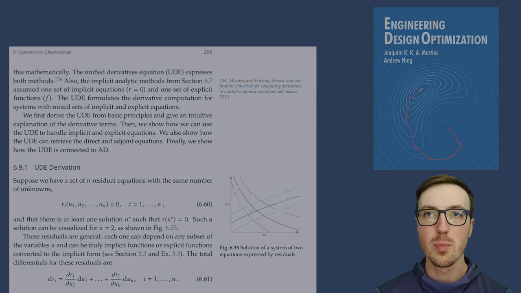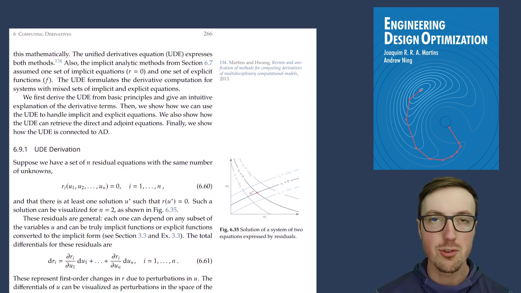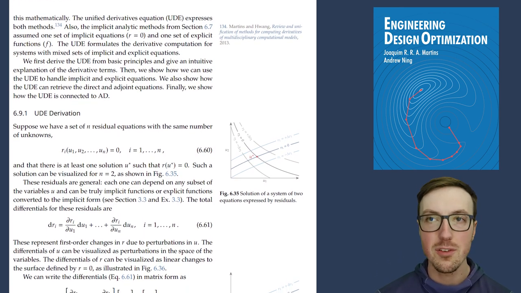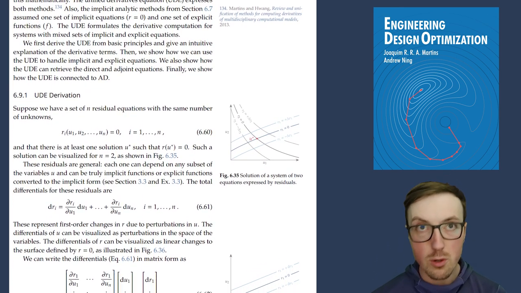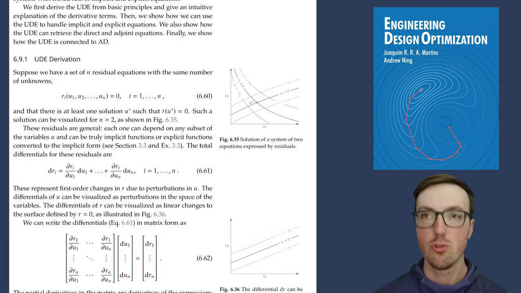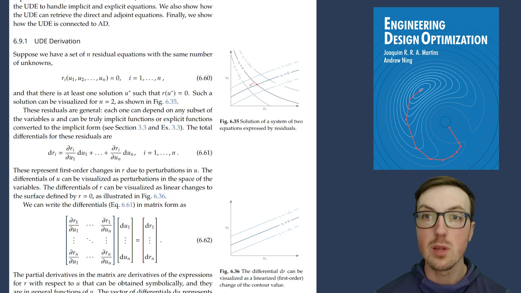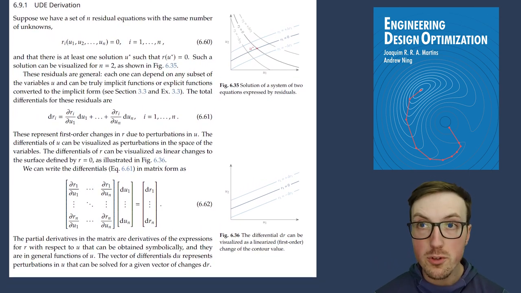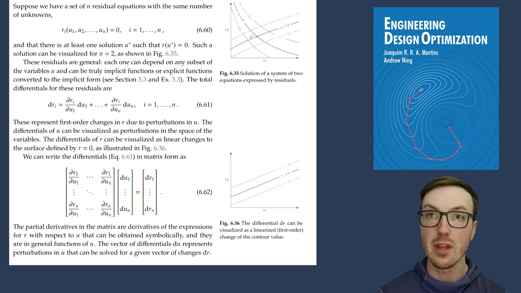I can't and will not go through all of the theoretical background here, but I would like to give a shout out to section 6.9, especially in Engineering Design Optimization. It does a fantastic job of having multiple graphs, figures, and equations that explain what we're trying to do here. It shows what a residual equation looks like and what it means to get partial derivatives of those equations. If you're going to be working with implicit derivatives, I highly recommend checking that out in detail.